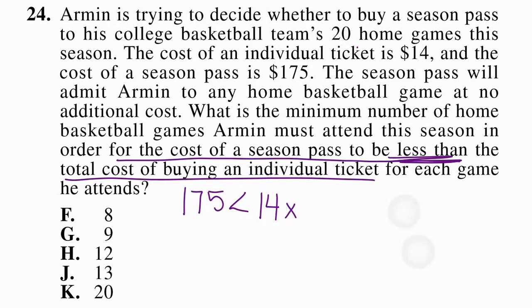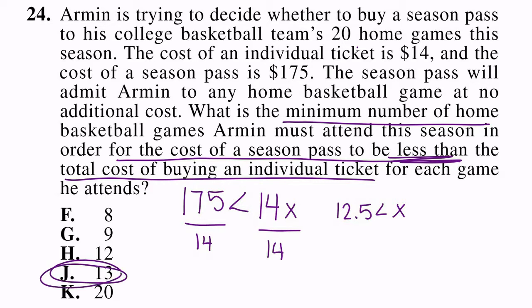From here, we can just solve for x by dividing both sides by 14. And 175 divided by 14 gives us 12.5. So we know that x is going to be greater than 12.5 in order for the cost of the season pass to be less than the cost of paying for each game individually. So what is the minimum number of home basketball games he must attend? 13 would be the minimum.